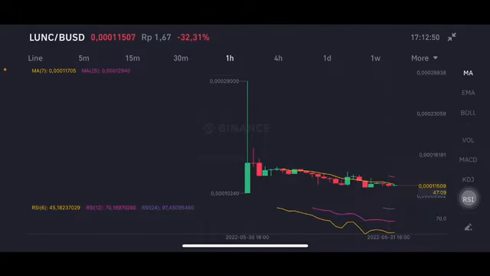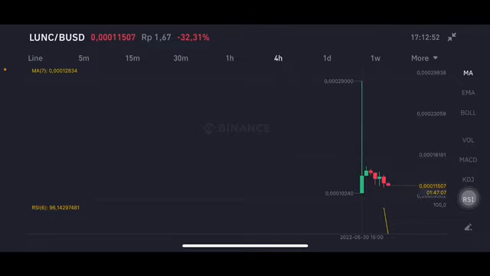Bad for it, right? We're gonna go to the 4-hour chart here. Still bad, a red bar like this, but if they break below again, 0.00001024 US dollar should be really, really bad. And as you can see here, it's already a 32% correction.